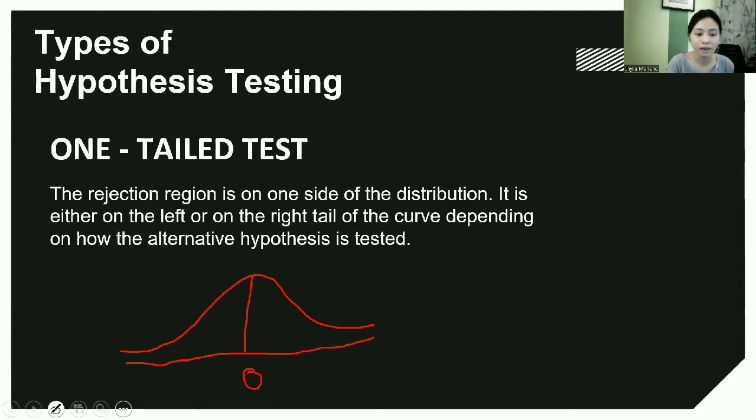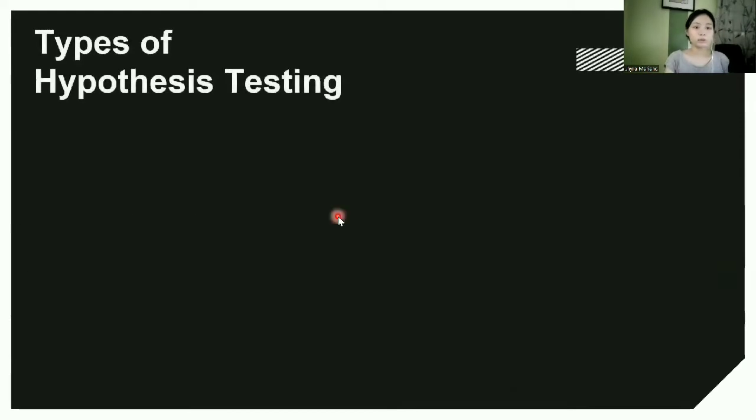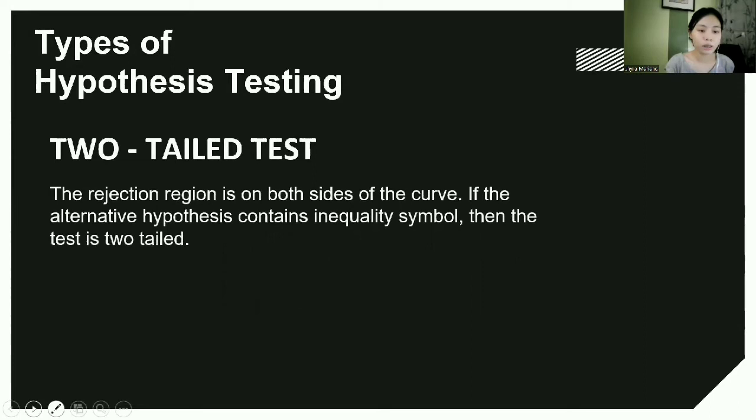alternative hypothesis is tested. Sunod naman, may tinatawag na two-tailed test. So yung two-tailed test, the region is on the both side of the curve. If the alternative hypothesis contains inequality symbol, then the test is two-tailed. So pag sinabing two-tailed test, both sides siya tinitest, both right and left side ng ating normal curve. Both side natin isi-shade, so, gawin natin. So for example, ito yung normal curve.